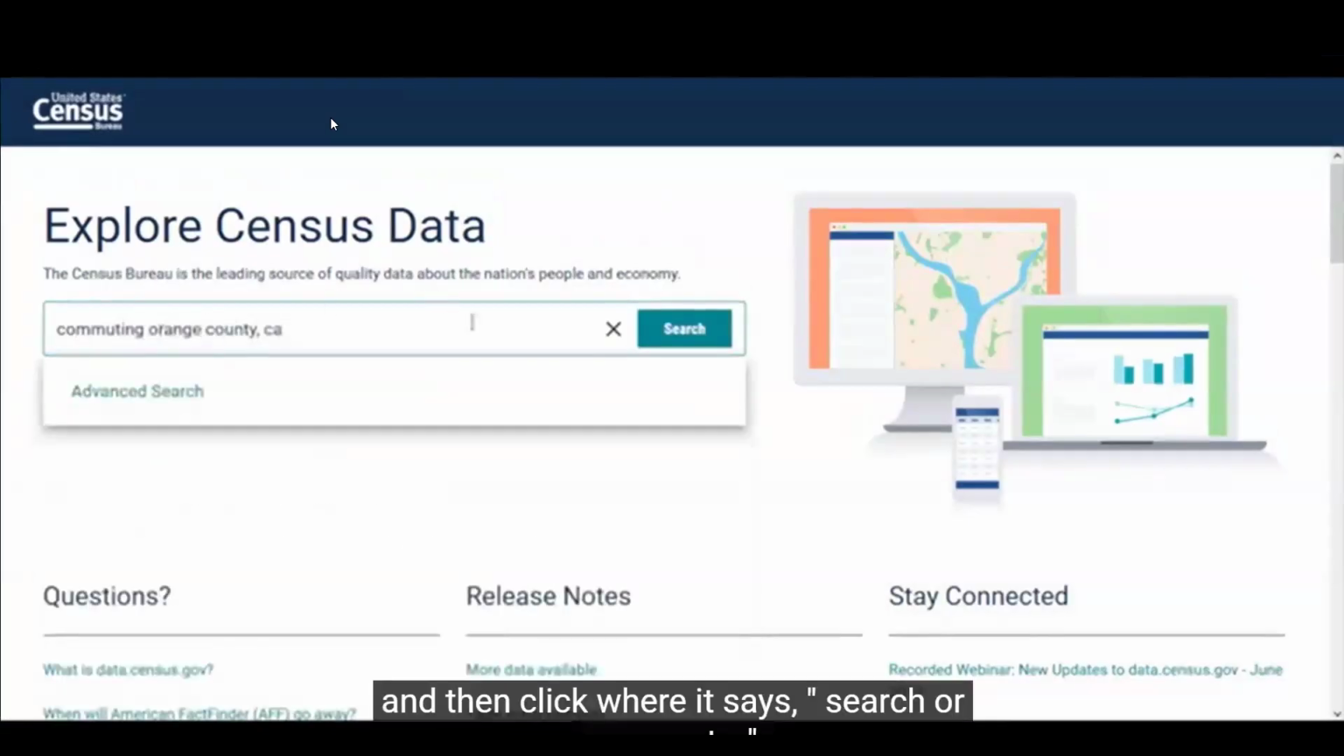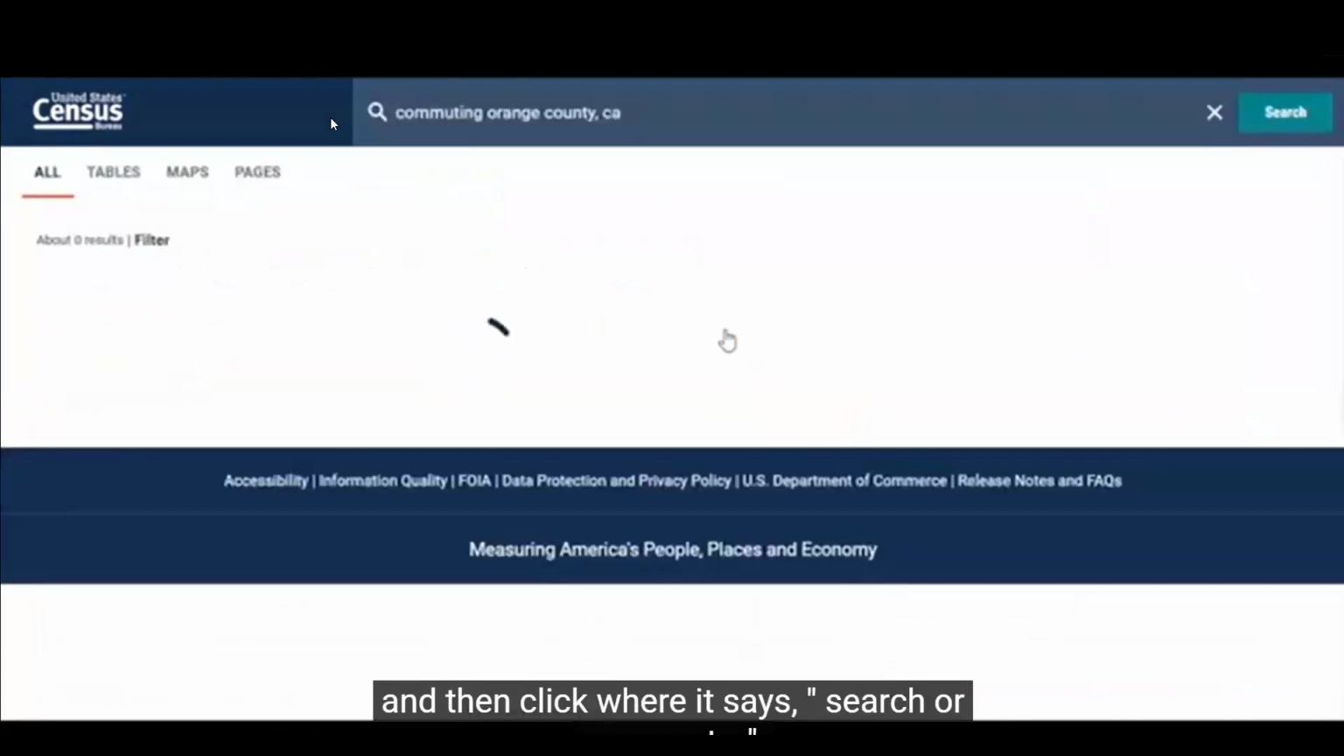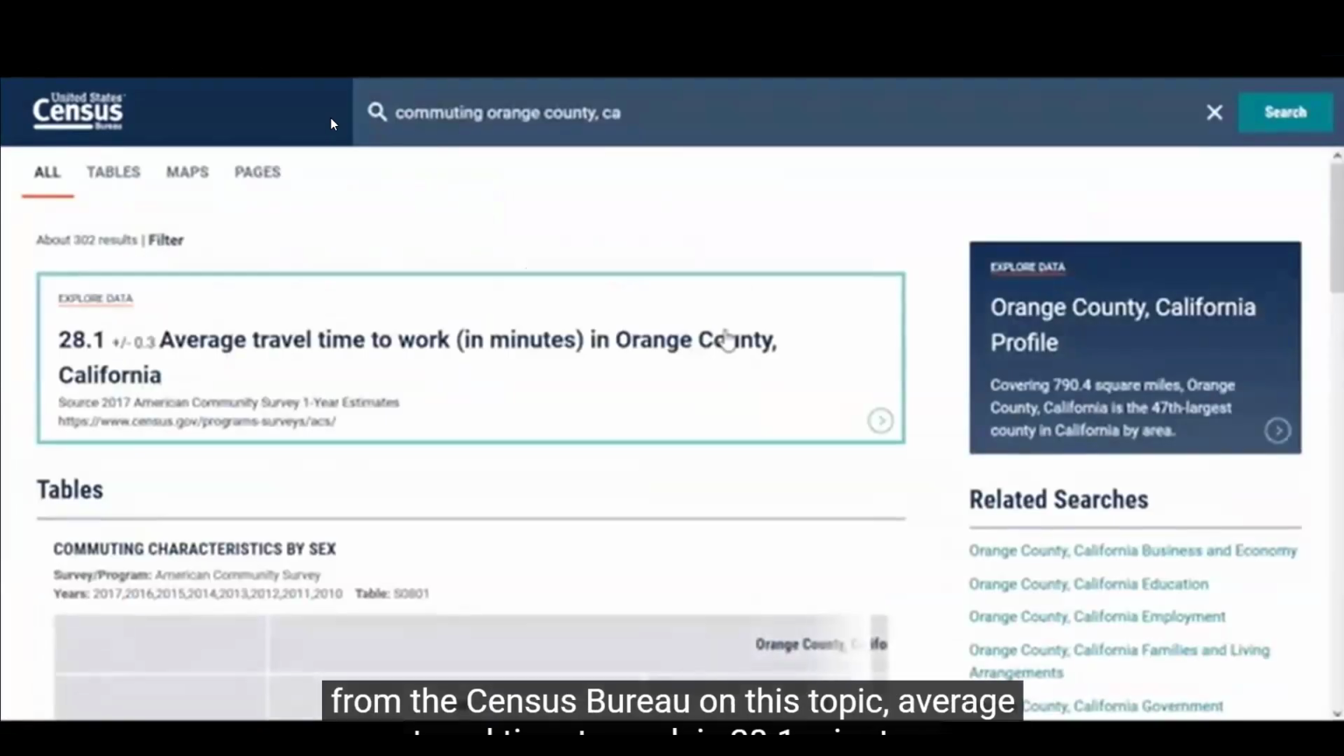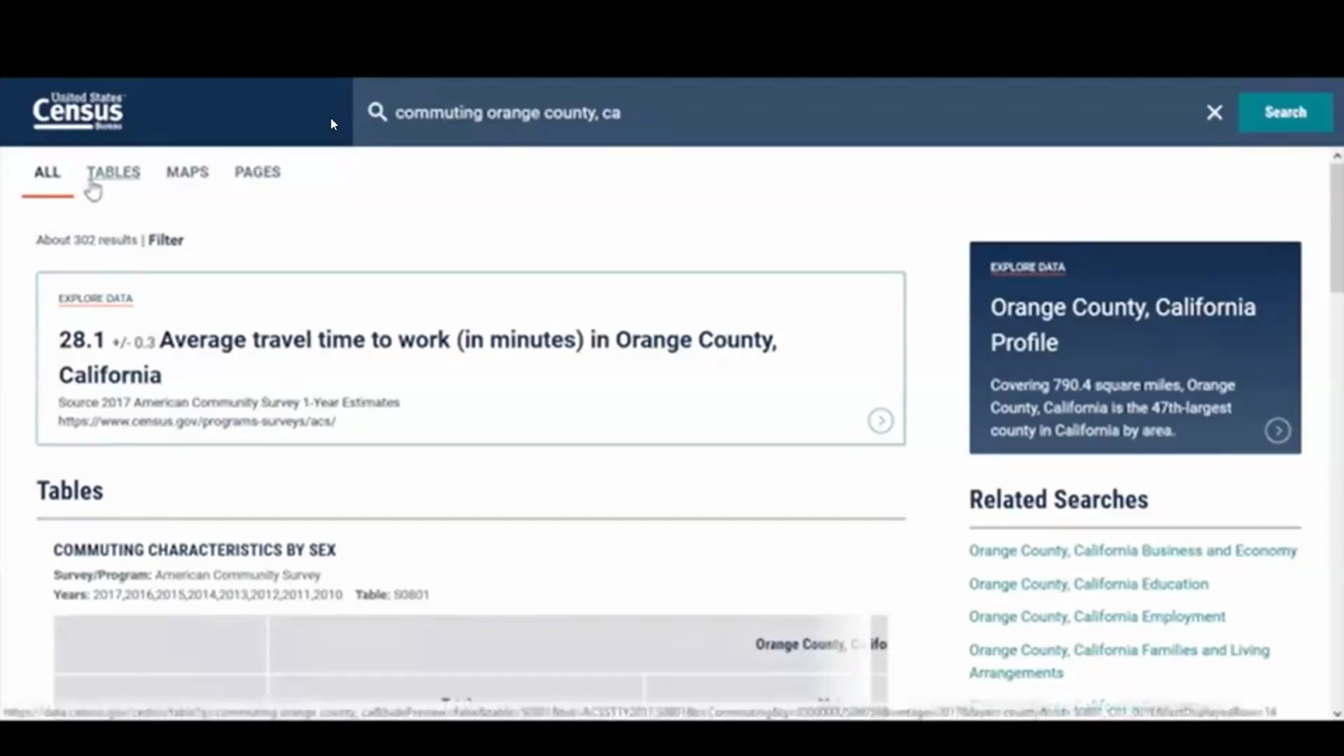And then click where it says search or press enter. Right here up at the top of our all results page, we can see one of the featured statistics from the Census Bureau on this topic. Average travel time to work is 28.1 minutes.